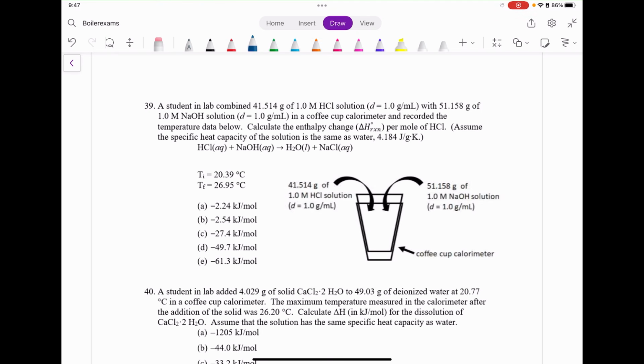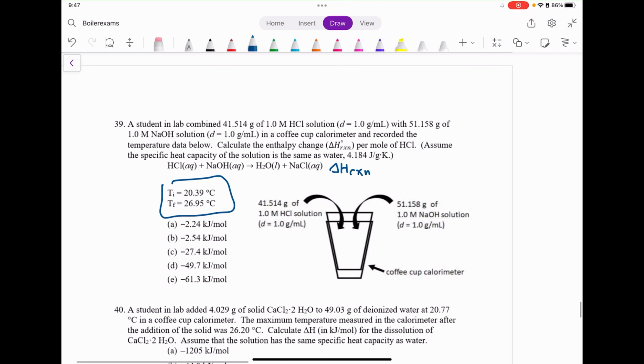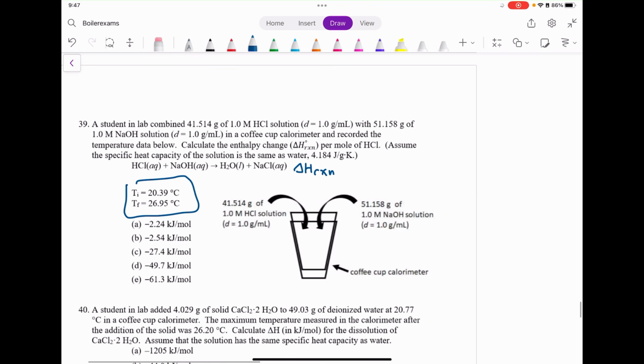39. A student in lab combined hydrochloric acid solution with sodium hydroxide solution in a coffee cup calorimeter and recorded the temperature data below. Calculate the enthalpy change per mole of hydrochloric acid. And they tell us the specific heat. Okay, so we are solving for the delta H of reaction, and they give us temperature data, and they want it on a per mole basis.